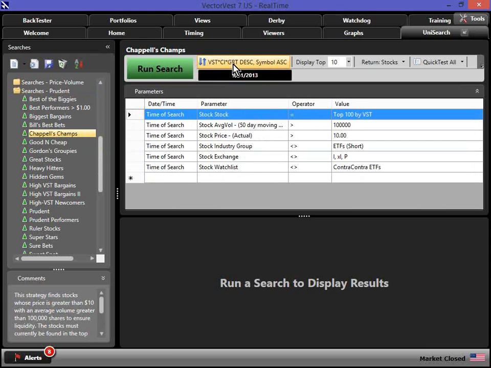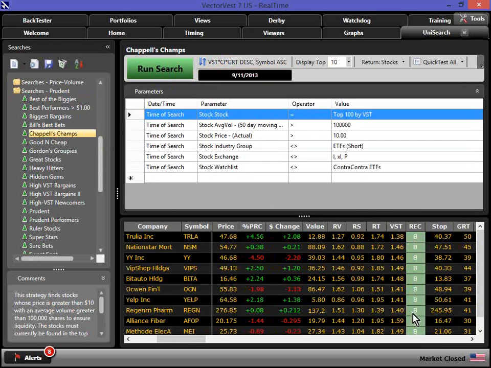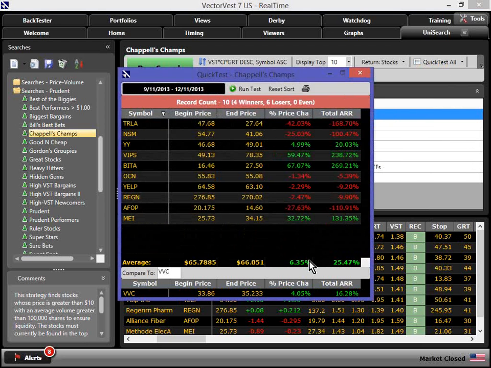All right, so it takes the top 100 VST stocks, resorts them into a new list based on this sort right here. All right, so if I run this, here we have these stocks. Notice buy recommendations come up to the top. So this is one of our most popular searches. Let's just quickly test this during this up period. All right, 6%. Now this one, it had 4 winners, 6 losers. It might turn you off during this up period, but trust me.